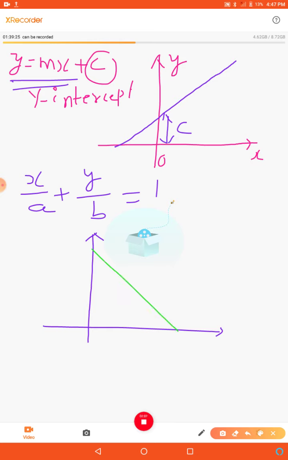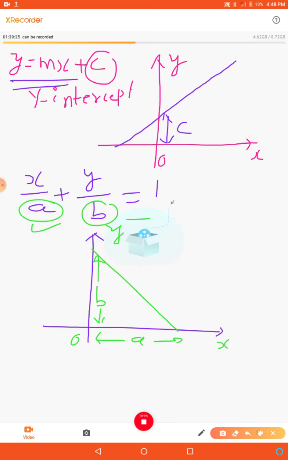So in x by a, this is the x-axis, this is the y-axis. This a is the x-intercept. From the origin to here the distance will be a. This b will be the y-intercept, and from the origin to here the distance will be b. So x by a plus y by b is equal to 1 is again a straight line having a as the x-intercept and b as the y-intercept.